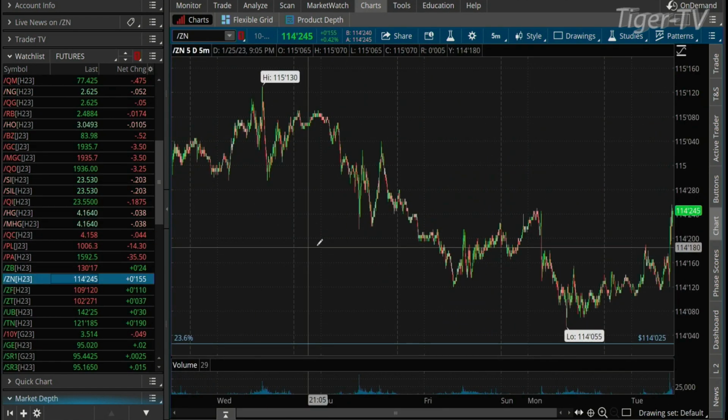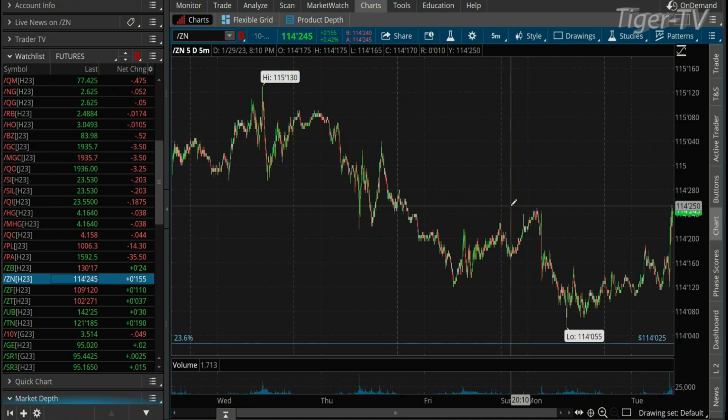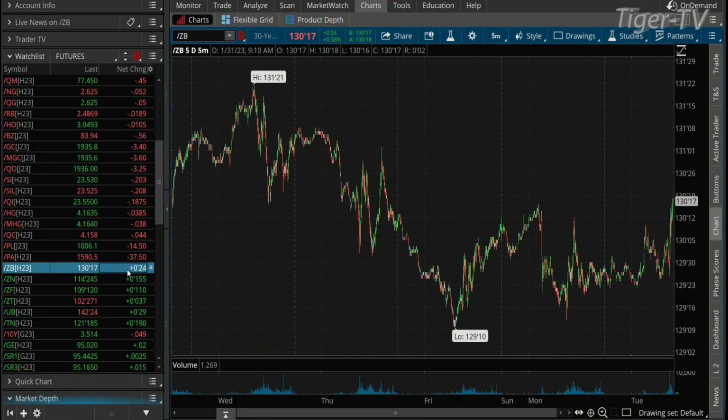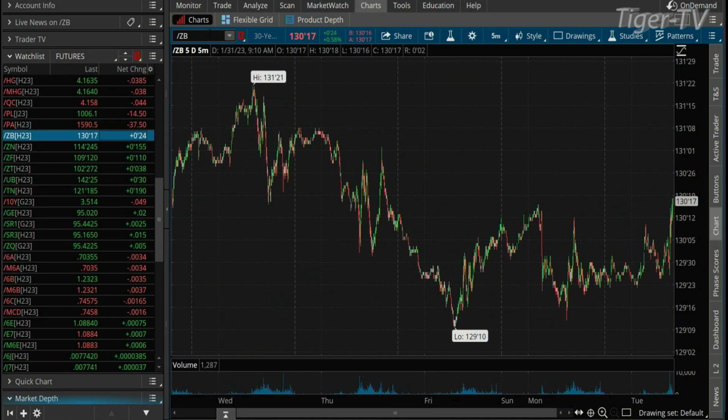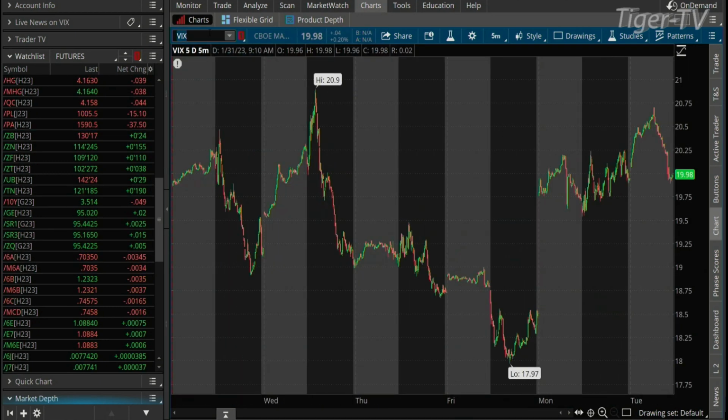The 10-year, higher price, lower yield. We got the 10-year up by 15 ticks right now, and that's talking about correlating. We're pushing a yield right now on the 10-year of under 3.5, 3.49%, back under that yield level on the 10-year. The 30-year up by 24 ticks, 130.17. And we jump over to the volatility index right now. The VIX back under 20 as we speak, 19.98 on the VIX.